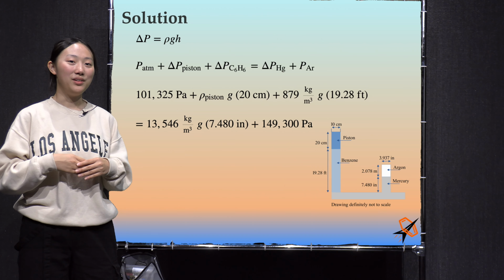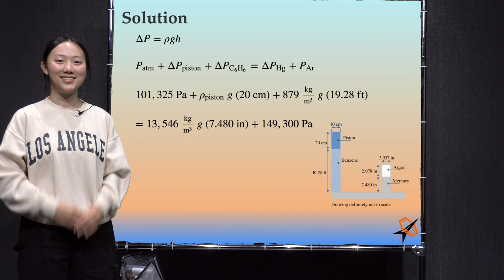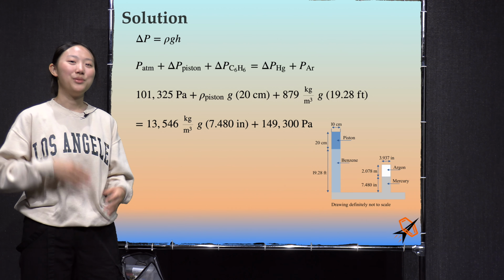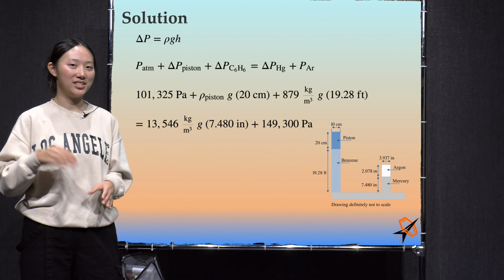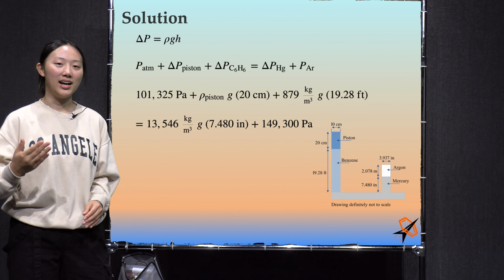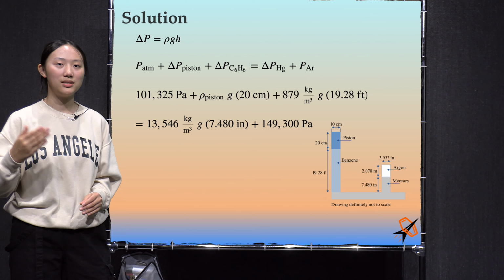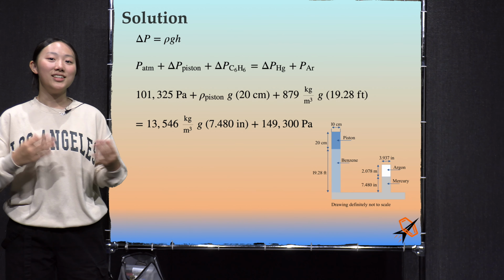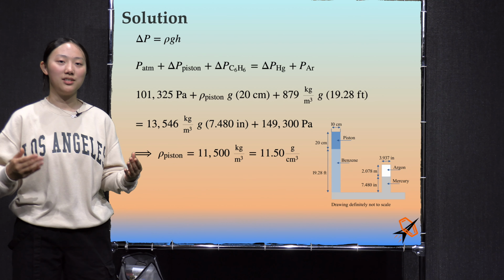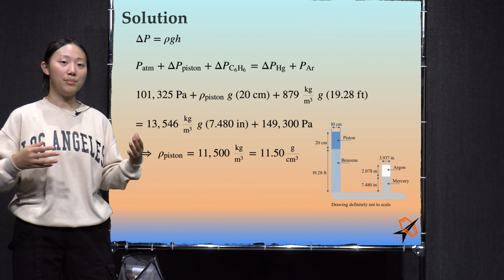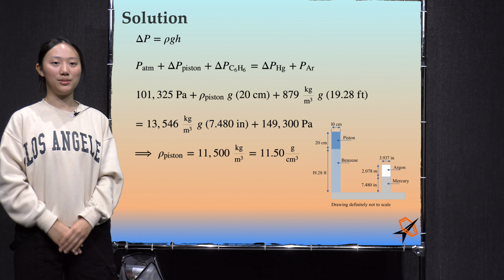Substituting in, the only unknown is the density of the piston, although we do have a number of unit conversions to make. We'll assume you watched the dimensional equations video and have no trouble with the unit conversions. If you convert all of the heights to meters and use g in meters per second squared, then all terms are in Pascal. Solving for the density of the piston gives you 11,500 kilograms per meter cubed, or 11.5 grams per centimeter cubed.